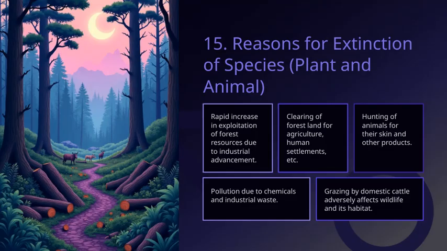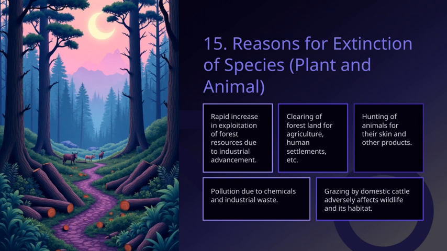Let's take a closer look at some of the main reasons behind the extinction of species, both plants and animals. One significant factor is the rapid increase in the exploitation of forest resources, which has accelerated due to industrial advancement. As industries grow, there's a higher demand for wood, minerals, and other forest products, leading to over-harvesting and destruction of natural habitats. Pollution also plays a critical role.